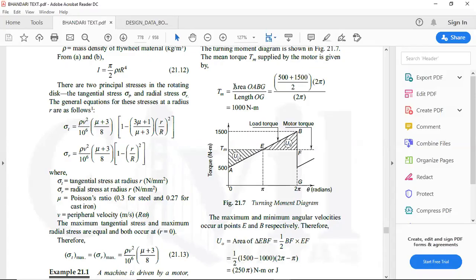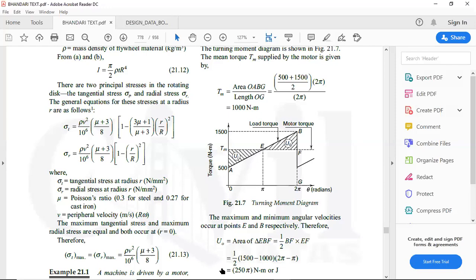You can see here, Tm is area OABG, which is the energy divided by the length OG. So we have 500 plus 500, that is 1000 into 2 pi divided by 2 pi, which will give you 1000 Newton meter. Why we find mean torque is because whatever is above the mean torque is what the flywheel has to store. Below the mean torque, whatever it is, we have to give.